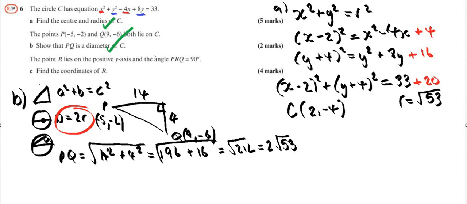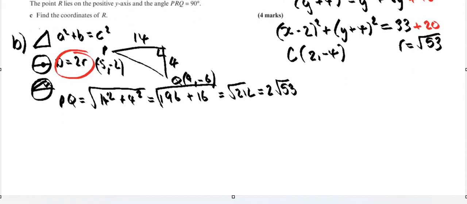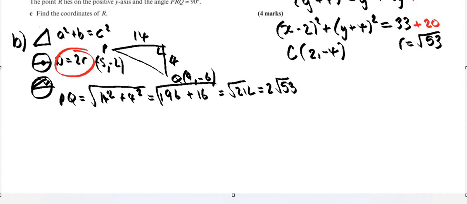Now, point R lies on the positive y-axis, and the angle PRQ is 90 degrees. So let's think about what we know. I've got to show that PRQ is 90 degrees. Well, I've just shown that PQ is the diameter. So all I have to do is show that R is on the y-axis. So how can I do that?